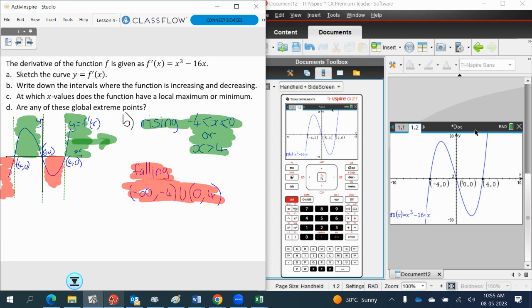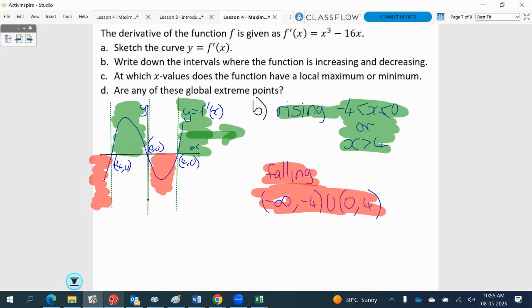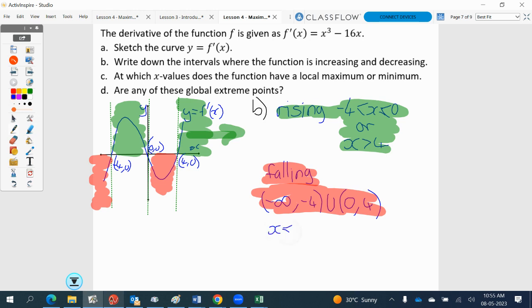We need to describe those intervals. Which values does it have a local maximum? Which values does it have a local minimum? Wait, so can you write the rising one as x being greater than negative 4? This one? Yeah. So this could be written as x is less than negative 4, or x is between 0 and 4. We could write it like that.